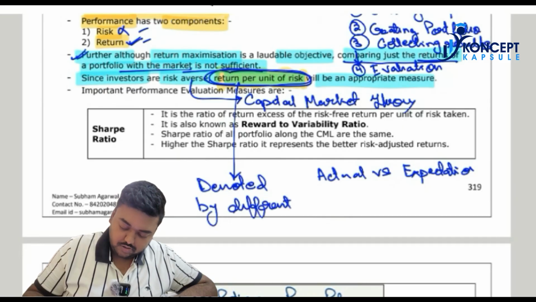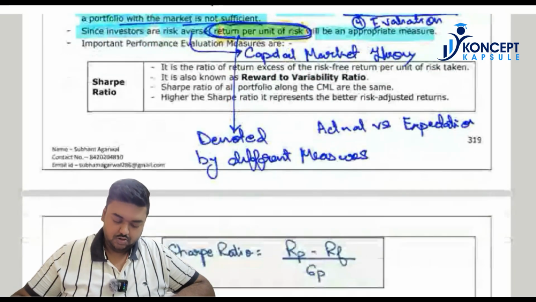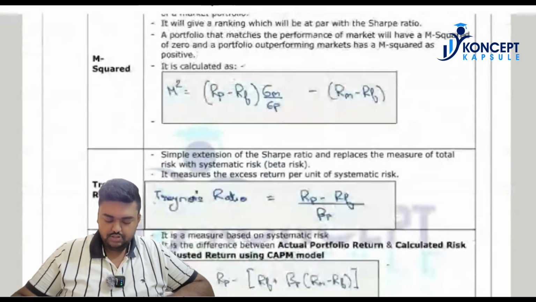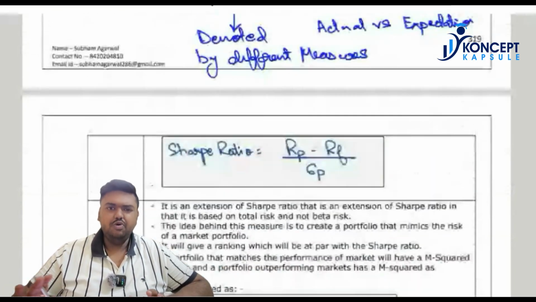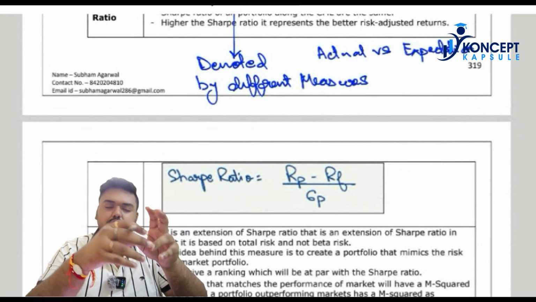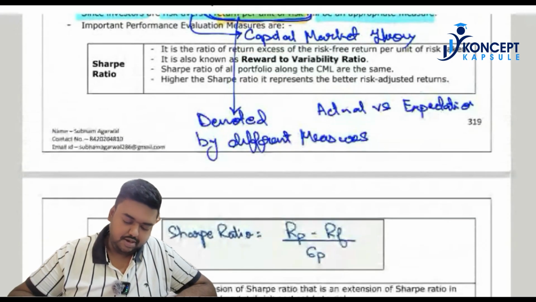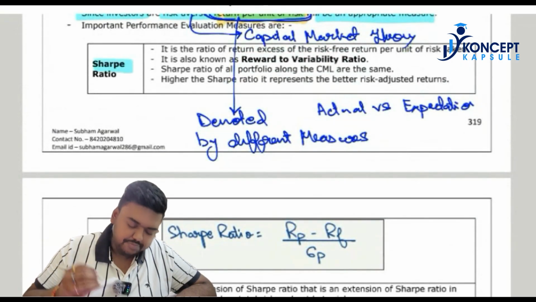Different measures. Are we clear? So you will see there are overall 4 to 5 measures which primarily indicate return per unit of risk, and we will see them one by one. The first is Sharpe ratio.